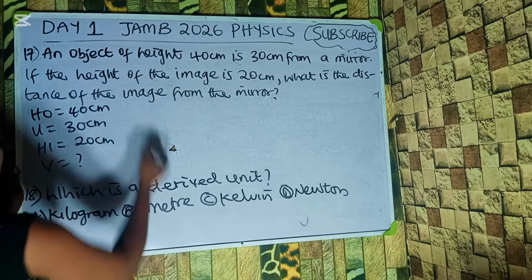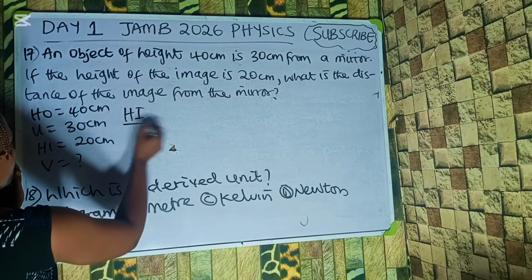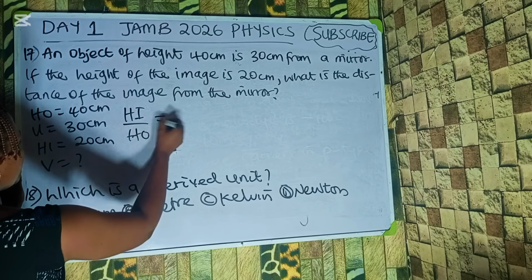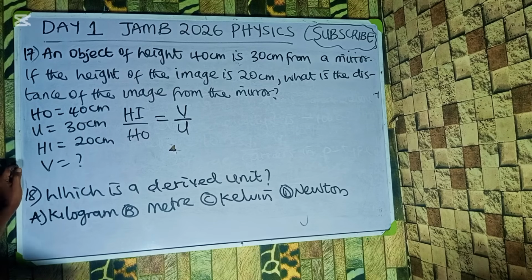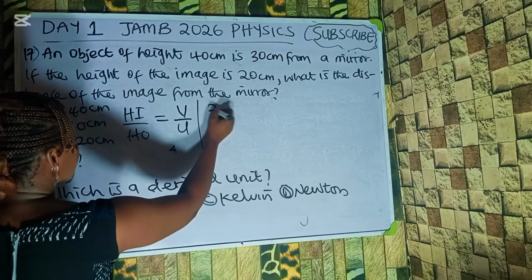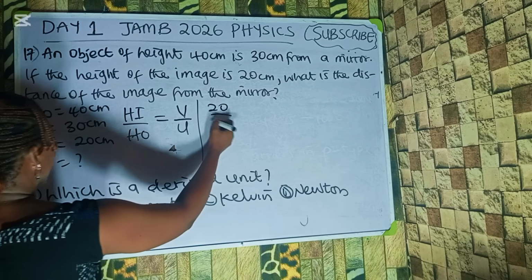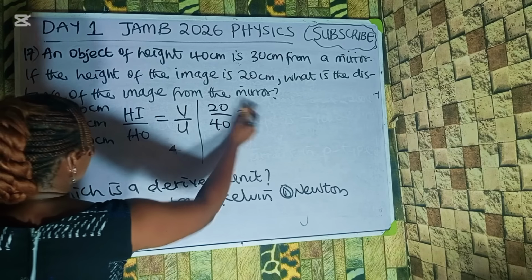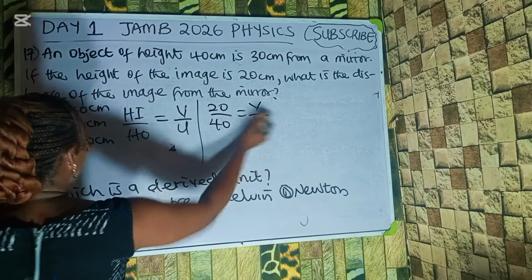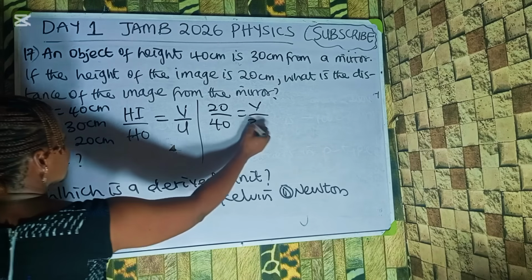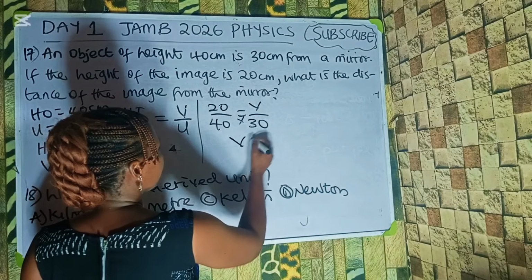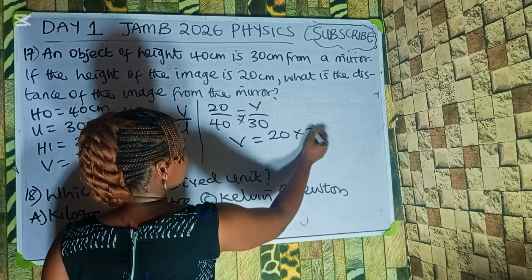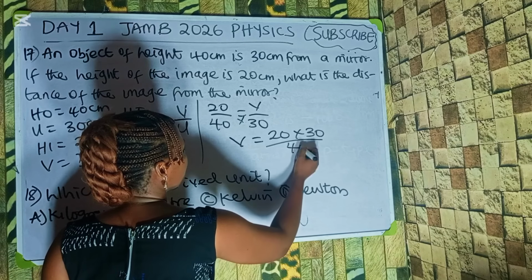Using the magnification formula, height of image over height of object is equal to distance of image over distance of the object. So let's put in what we have. The height of image is given as 20, all over height of object, 40, and this is equal to the image distance over the object distance, 30. Let us solve for the image distance. Cross multiply: v is equal to 20 times 30 all over 40.